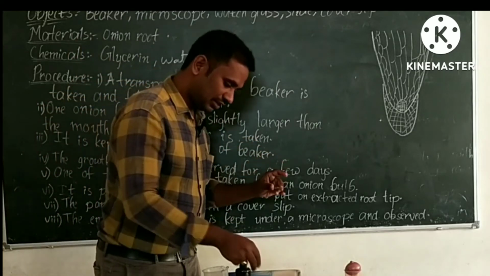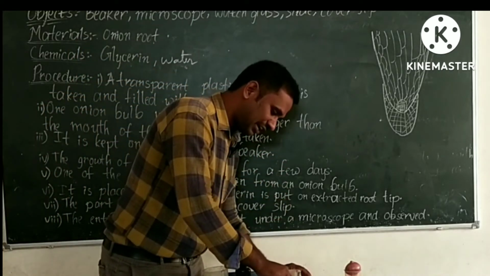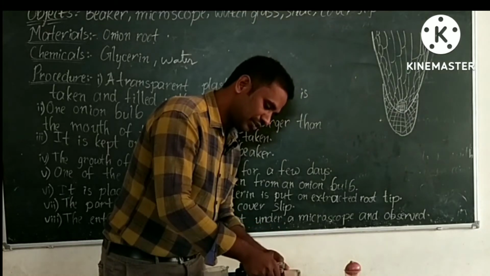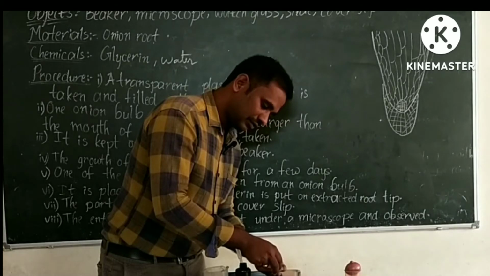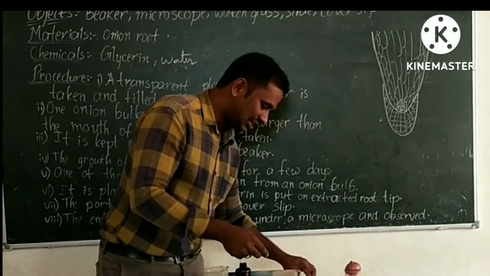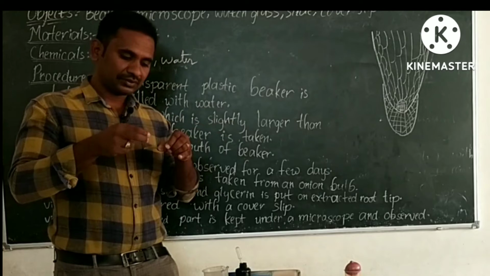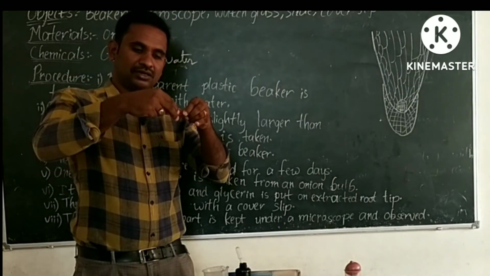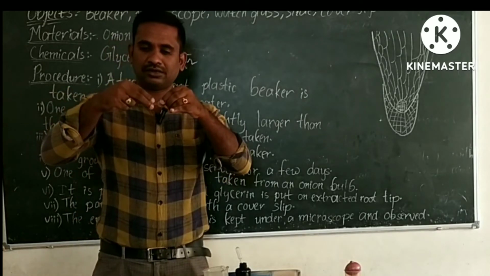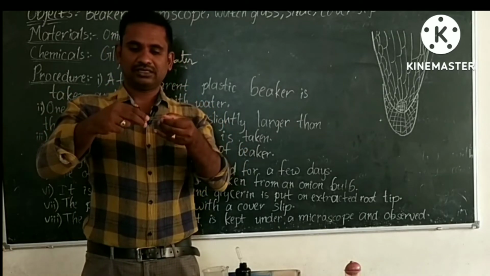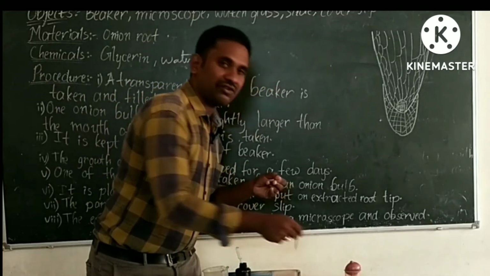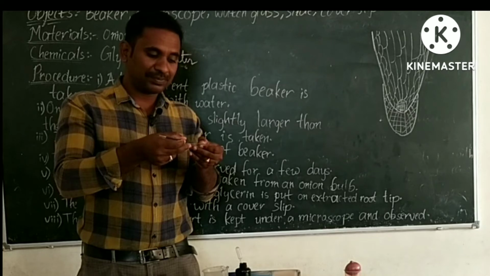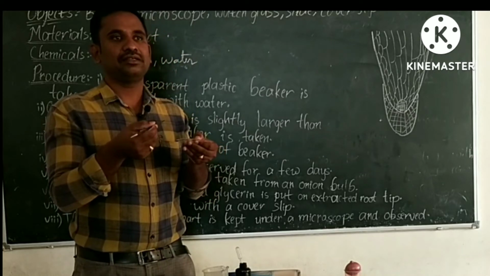Then we can place a cover slip on it. This is the most important step. We can use a brush to rub, or spread, the onion tip on the slide.